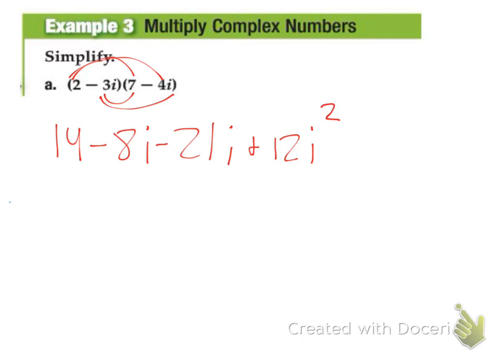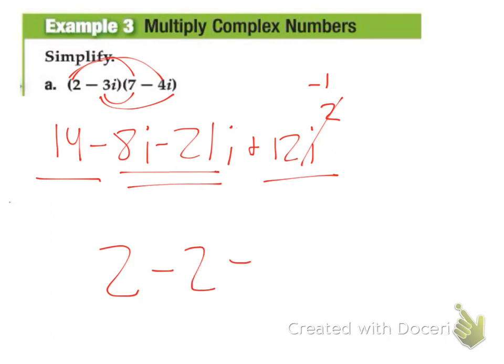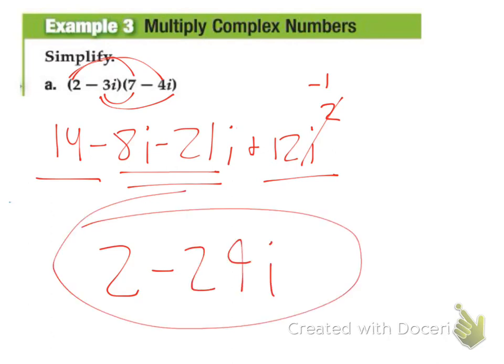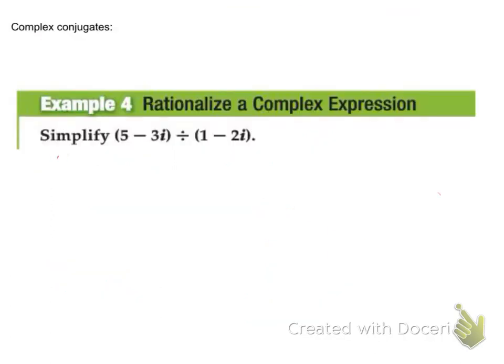But now we start to clean things up. We know that i squared should equal negative 1. Okay, so 14 plus negative 12, because it's negative 1 times 12. Oh, it's 2. And I can put all of those together. Negative 8 minus 21i. Negative 29i. There you go. Are we happy? Okay. Again, what form did I put it in? Standard form. You ready to move on? Yes. Get ready for this.